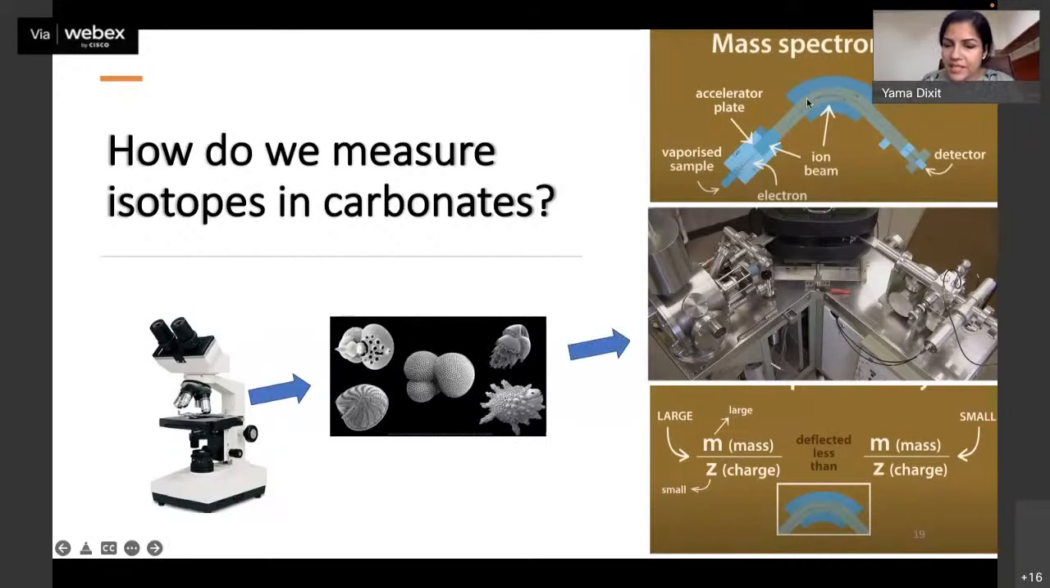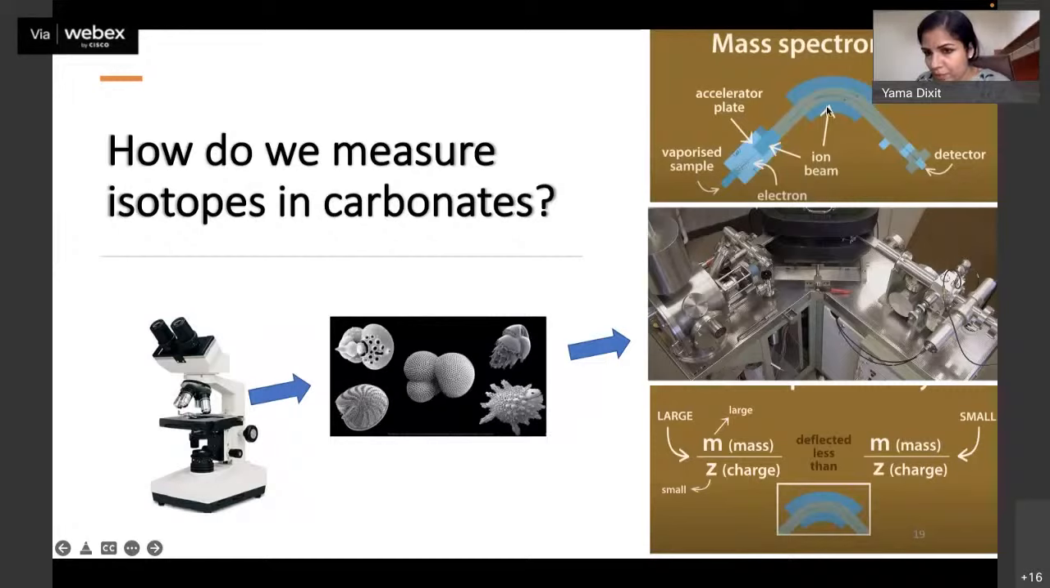Now, quickly about the basics of the mass spectrometer. These carbonate shells are acidified using phosphoric acid. Carbon dioxide is released. Carbon dioxide goes into the mass spectrometer after going through a gas column to remove other impurities. Then it goes through this accelerator plate and into this magnet. There's also an ion beam which gives a charge to these carbon and oxygen elements. When they get charged, they go through this magnetic field, and the deflection depends upon the mass by charge. So something with a higher mass would deflect less as compared to a lighter one.